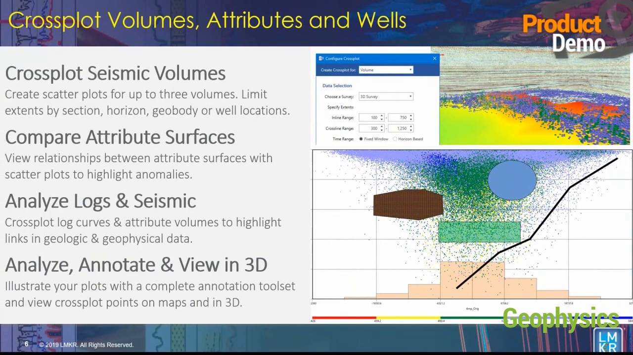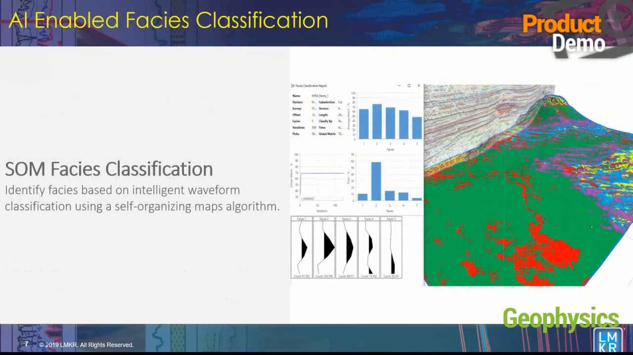We are also introducing our first AI-based workflow as part of our base package. It's a facies classification workflow that runs using a self-organizing maps algorithm. It scans the horizon, classifies the wavelets around the horizon surface, and spits out an attribute surface which is color-coded with the different wavelet classes assigned different colors.